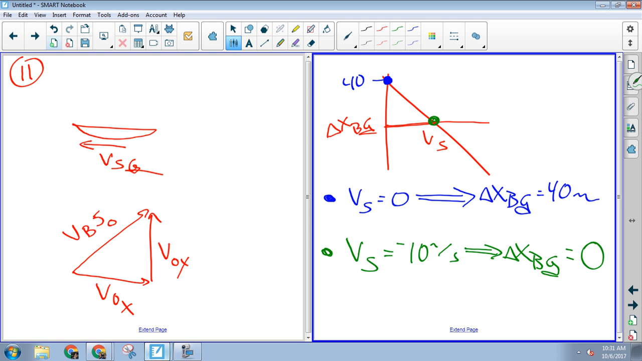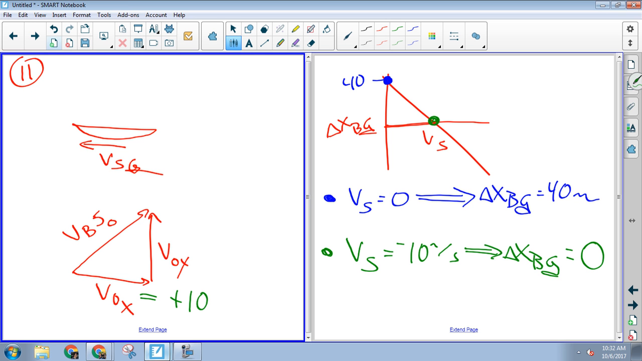So if the sled is going that way at 10 meters a second, but it doesn't move, that means this must be positive 10 meters a second. Does that make sense, you guys? Yeah. Yes.